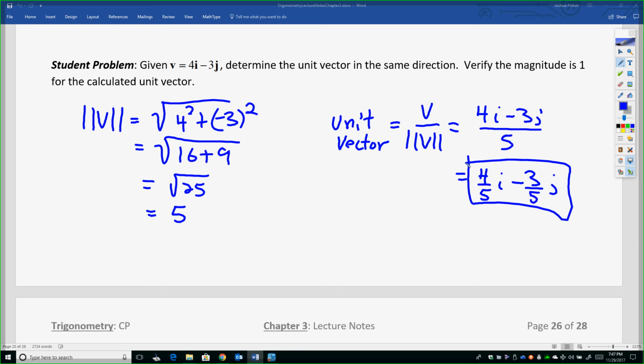So it goes the same direction, it's just only length 1 now, which is handy because multiplying by 1 doesn't change anything. Alright, that is the end of part 2.